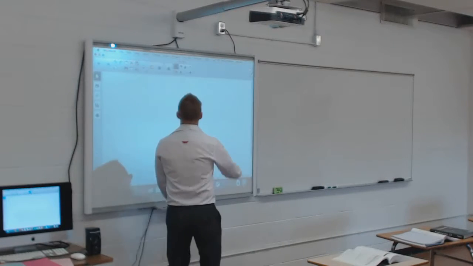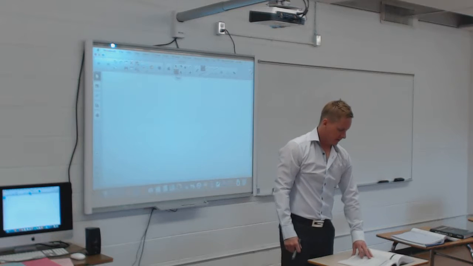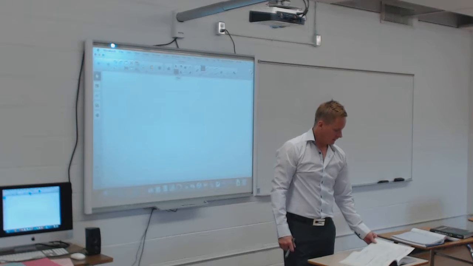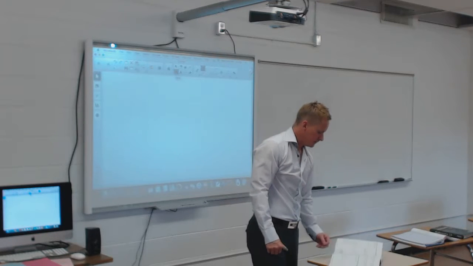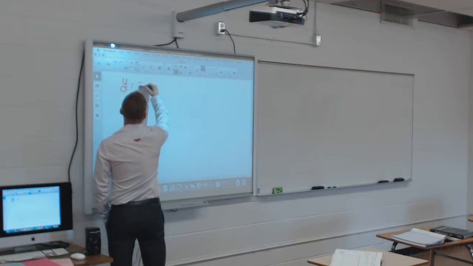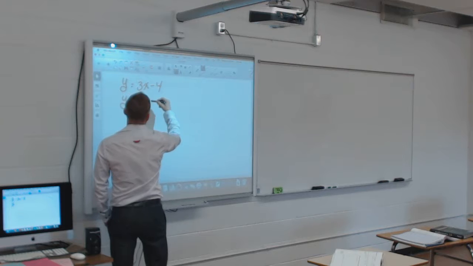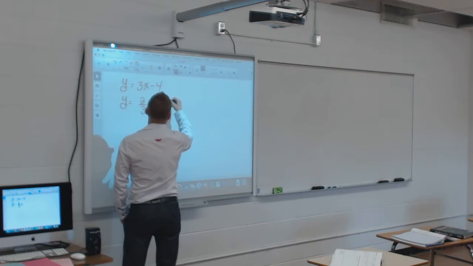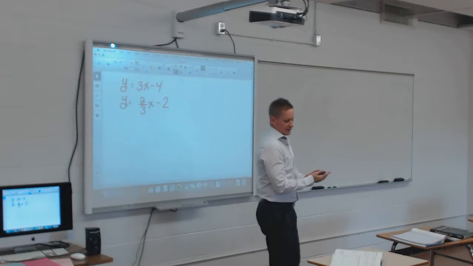This section is one we've already done and applied. They're just going to take it to another level. In applied, we would be able to solve two equations. For example, if we had y equals 3x minus 4 and y equals 2/3 x minus 2. Okay, so I asked you to solve them.